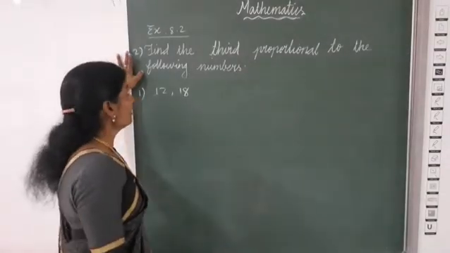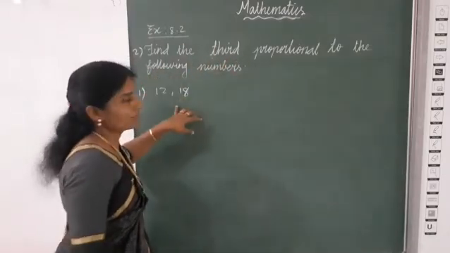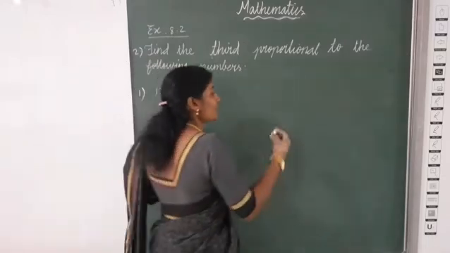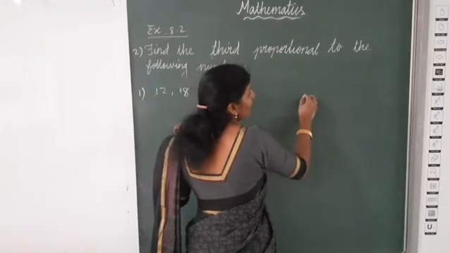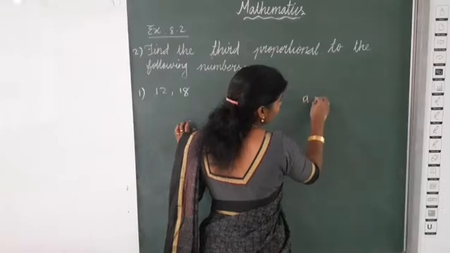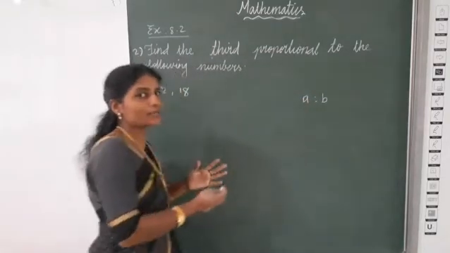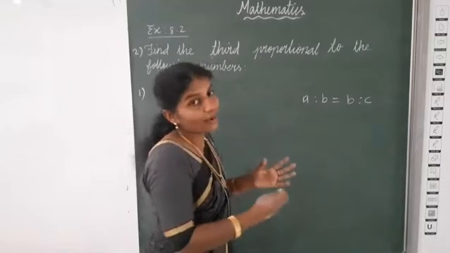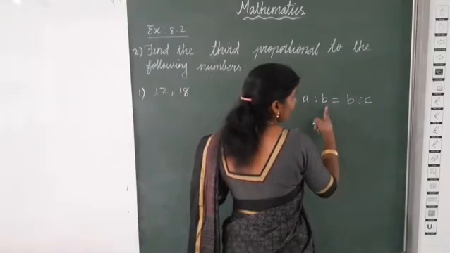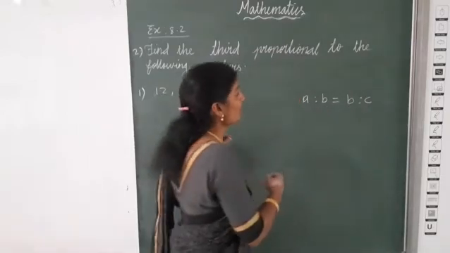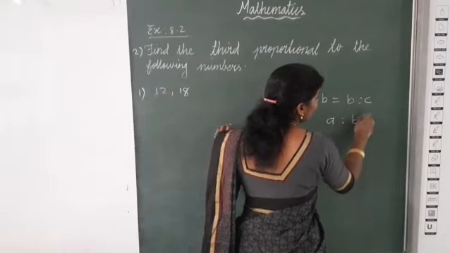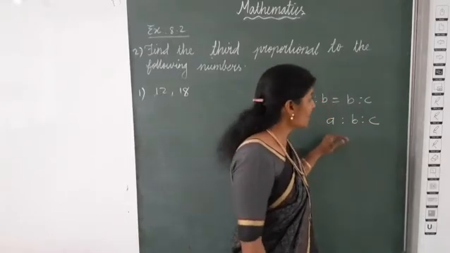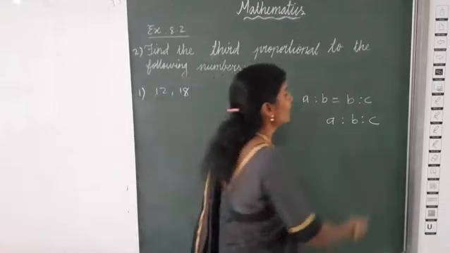Now listen, second question. Find the third proportional to the following numbers. Find the third proportional to 12, 18. Now listen here. What is the third proportional? Proportional means we have the first proportional, then the second proportional. The first and second proportional is equal to the second and third proportional, that is A is to B as B is to C. How can you write it in continued ratio? The first proportional, the second proportional is common. So we can write A is to B is to C. This is the first proportional, this is the second, the mean proportional, this is the third proportional. We need to find the third proportional.